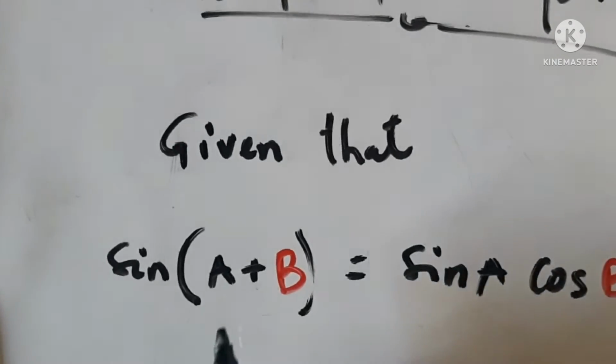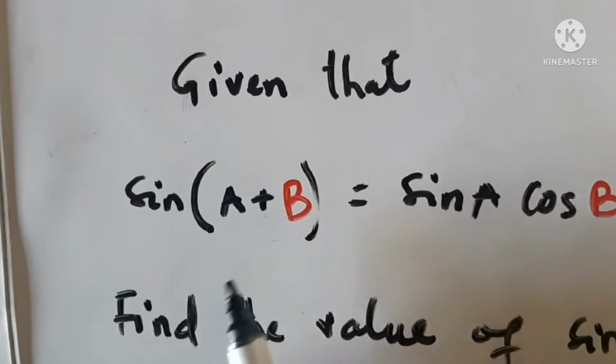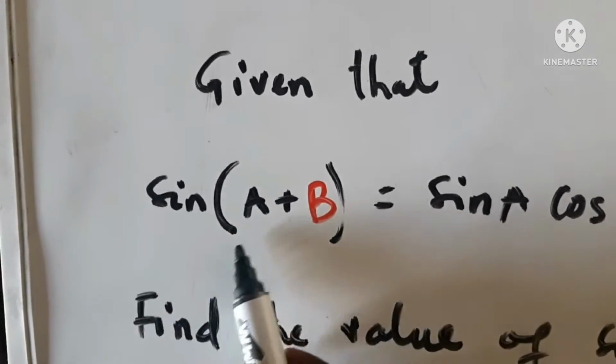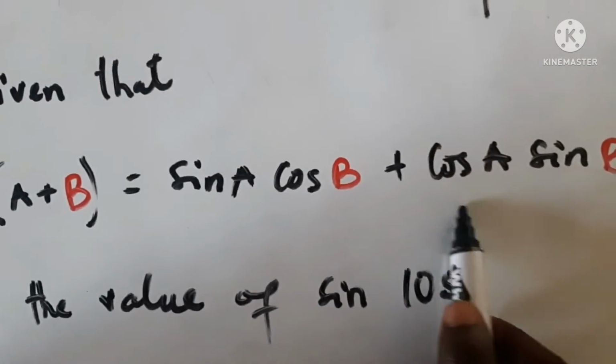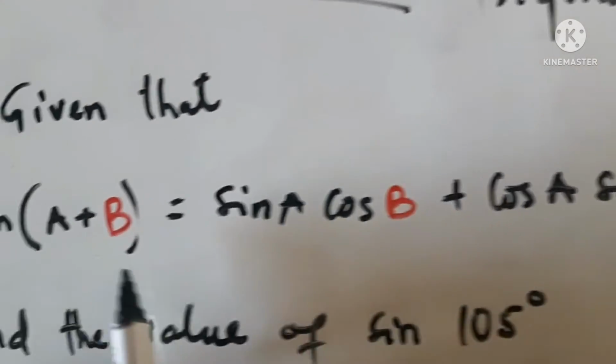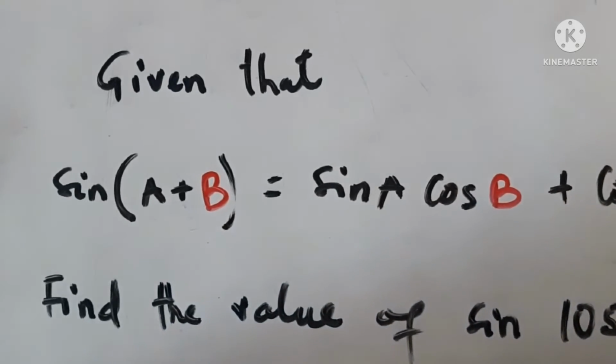Now this is what we are given: the sine of a plus b. The sine of a plus b is equal to sine a cos b plus cos a sine b. So we are given that this one is equal to whatever is here.